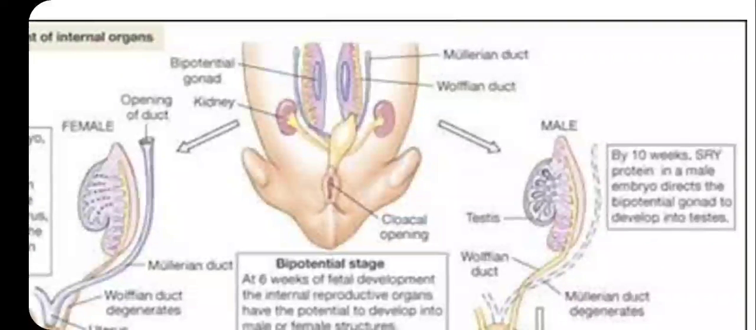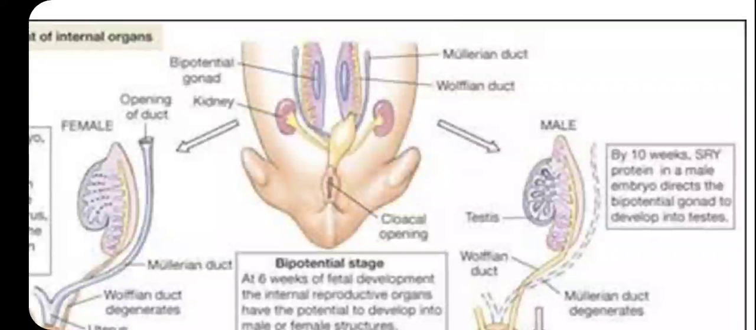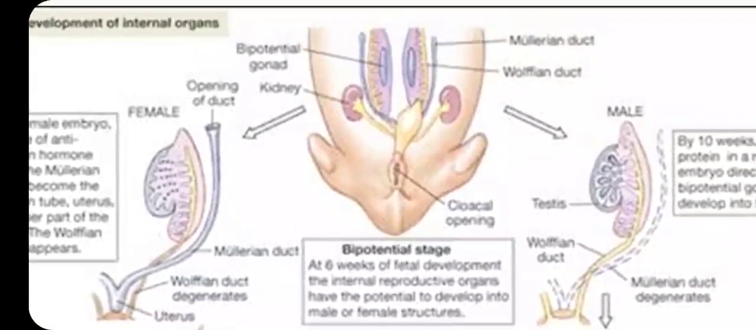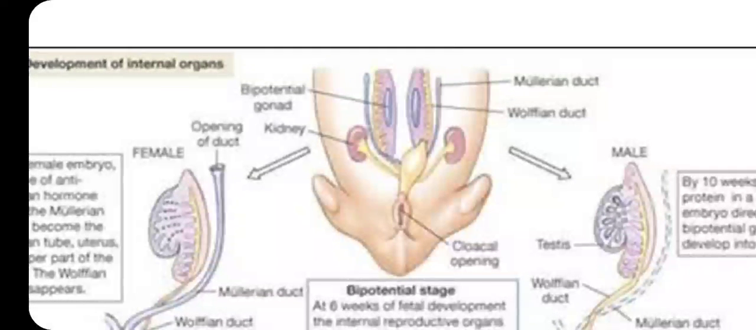By 10 weeks, the SRY protein in the male directs the bipotential gonad to form the testis. Up till then there is a bipotential gonad. Then you have the Mullerian ducts, the paramesonephric ducts, and the Wolffian ducts, the mesonephric ducts. The Wolffian duct is the male duct, and the Mullerian duct is going to develop into the female genital tract. Along with that you can see the metanephros, the development of the kidney, and the bladder opening into the cloacal opening. Both systems of the urogenital system develop in close relation to each other.